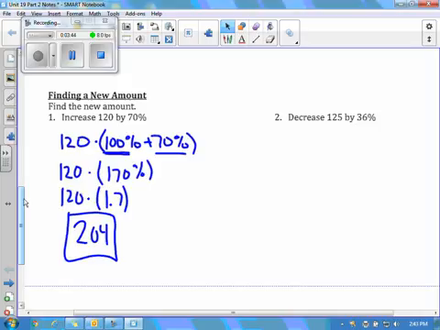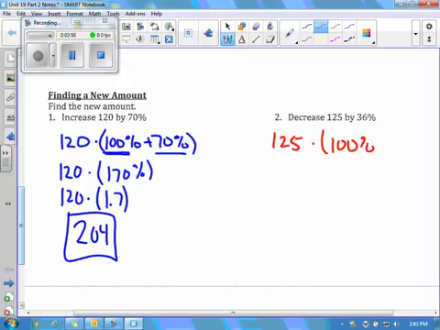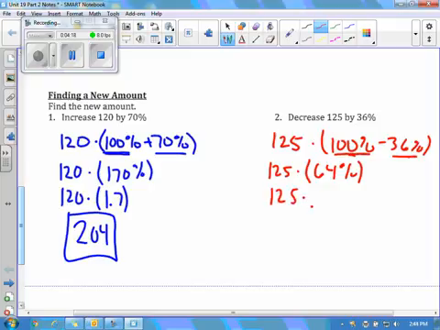The next one says to decrease 125 by 36%. So I'm always going to start with my original, which in this case is 125. I'm going to multiply. I'm going to have 100%. Okay, since it's a decrease, I'm going to subtract 36% instead of adding. Okay, so this 100% is my original 125. This 36 is the percent of it I'm going to subtract off. So 100 minus 36 is going to give me 64%. I can turn that into a decimal, so I'm going to multiply by 0.64. 125 times 0.64 is going to give me 80.